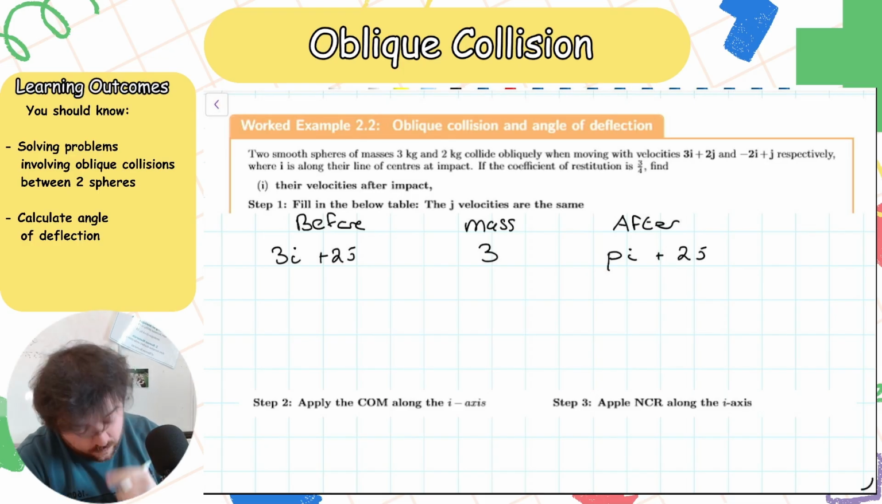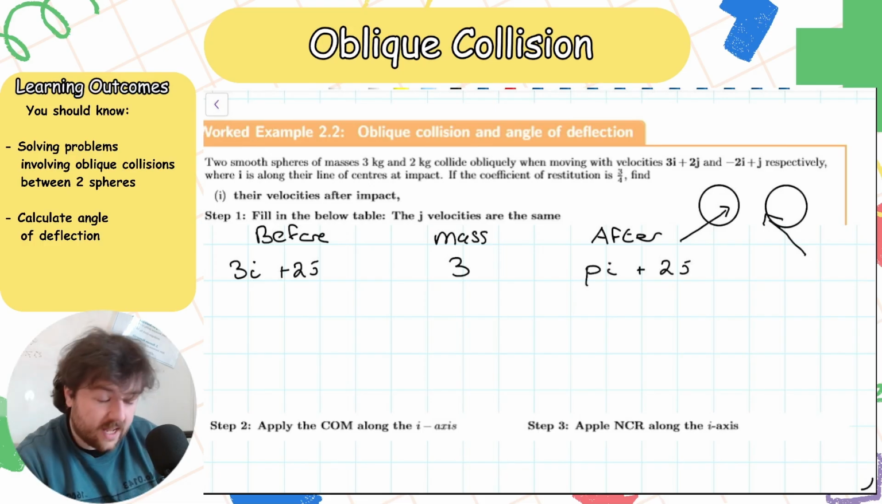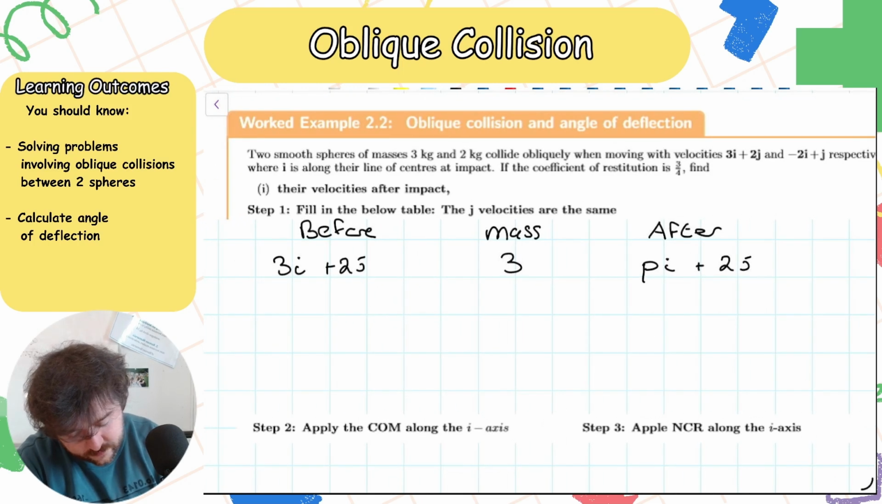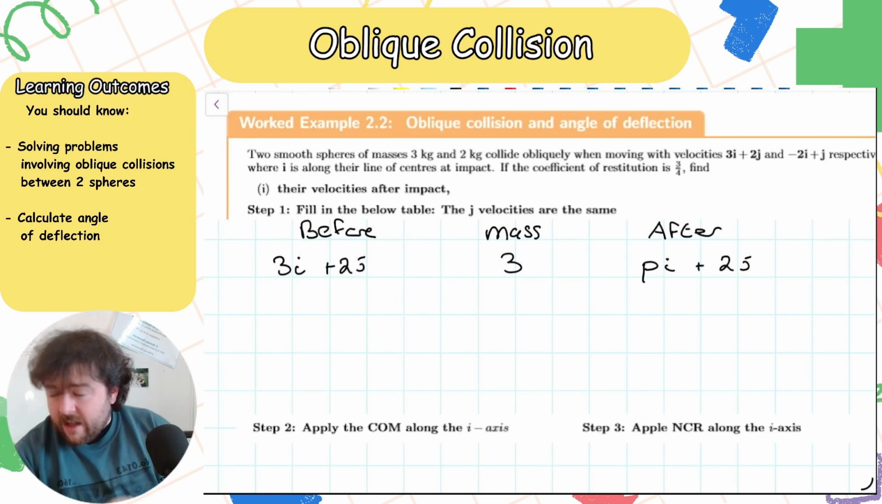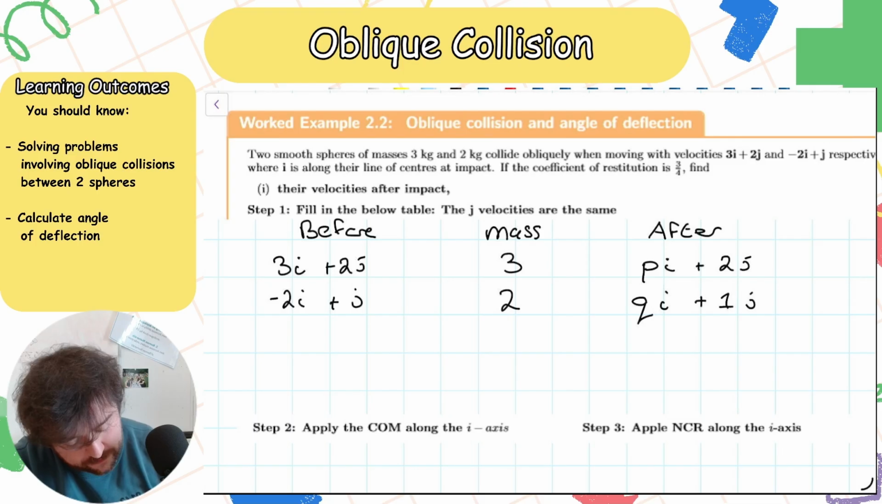So what does this look like? We have two spheres, sphere 1 and sphere 2. Sphere 1 is moving like this, and the other sphere is moving in the opposite direction like that, because that's with the minus 2i. Then the second sphere is minus 2i plus j, and its mass is 2 kg. Afterwards, its I component is q, and its j component stays the same, so it's 1j.